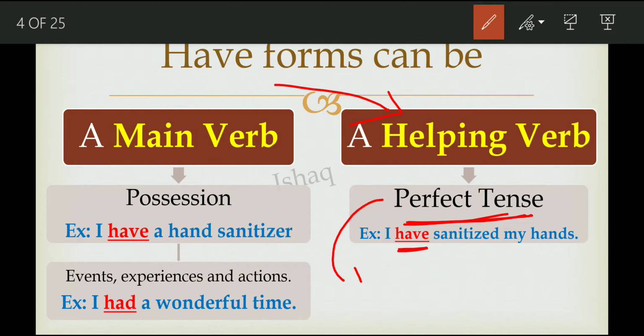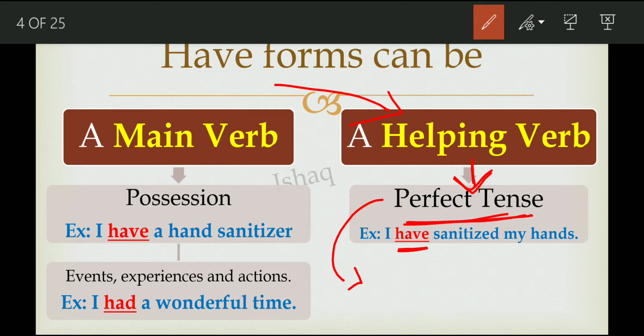Perfect tense is to tell the completion of action. To tell some completion of action, we use have forms. For example, what are the have forms we have? We'll discuss later. First point you should be clear is helping verbs tell us the completion of action when they are in perfect tense. So, I have sanitized my hands.